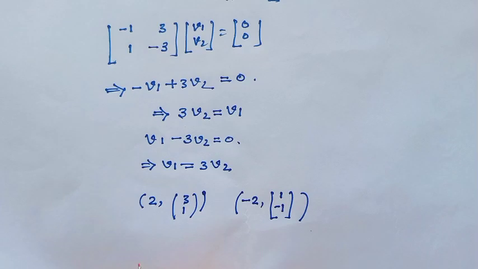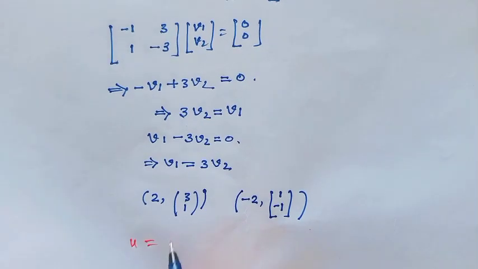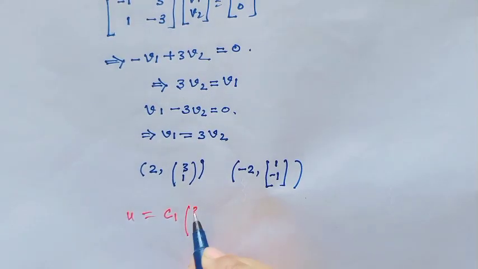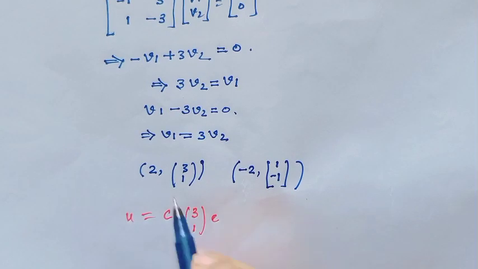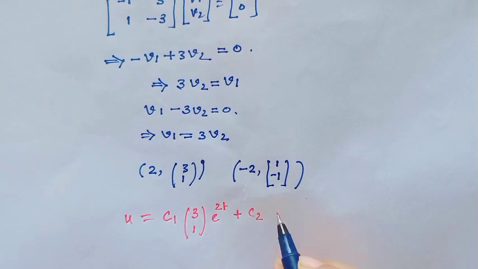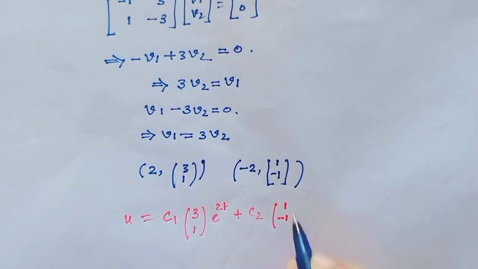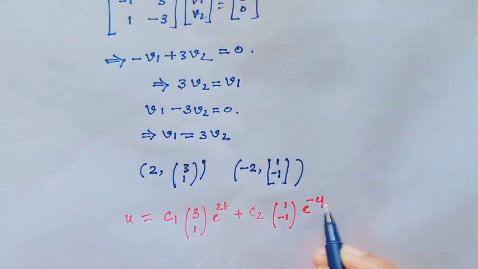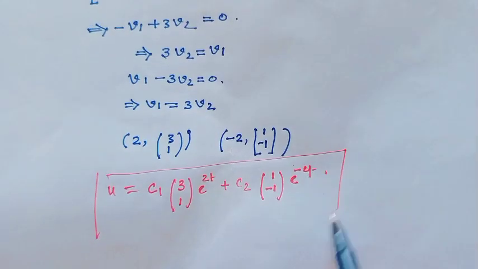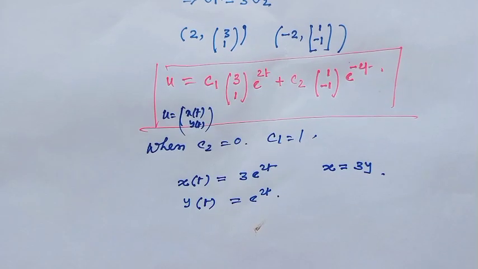Here the solution u equals c1 times v1, which here is (3, 1), times e to the power lambda 1 t, here lambda 1 is 2, plus c2 times the eigenvector (1, minus 1) times e to the power minus 2t, lambda 2 meaning minus 2. This is the solution of this matrix.